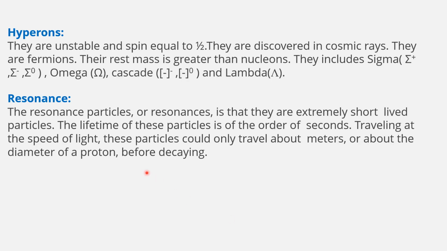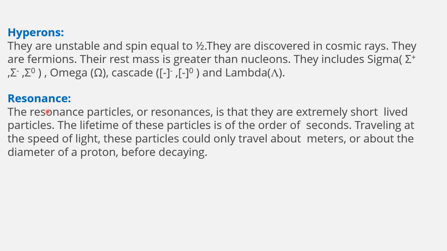Hyperons. The hyperons are unstable and have spin equal to half. They were discovered in cosmic rays. They are fermions. Their rest mass is greater than that of nucleons. They include sigma plus, sigma minus, sigma 0, omega, cascade, and lambda.